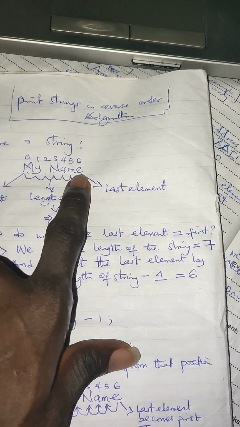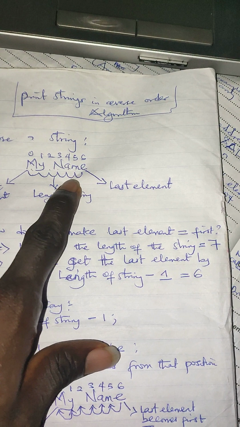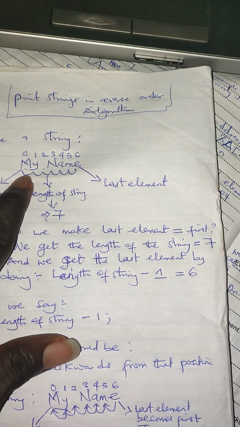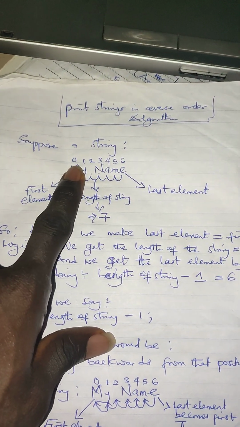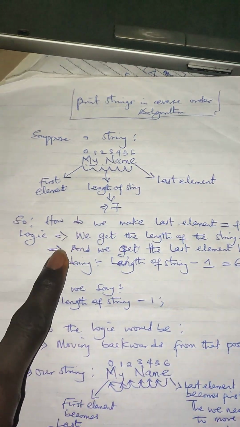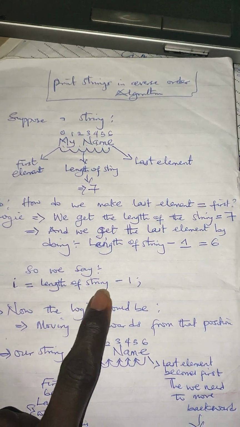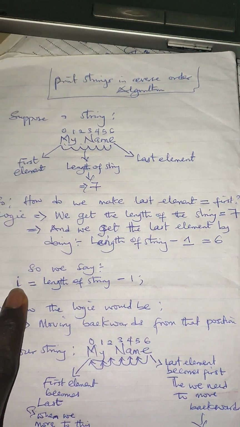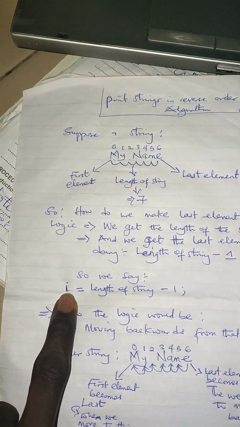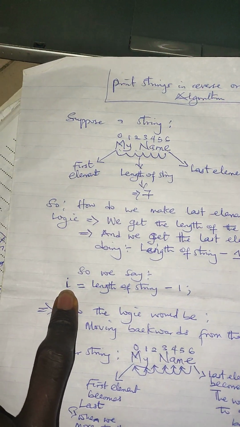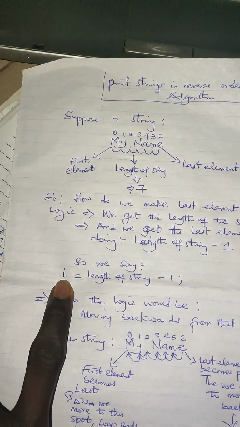So the next thing is now what? From this position, instead of going forward, we want to go backward. That is like this, like this, like this, until we get to the first element, which will become our last element in this case of reversing the string order. So we are going to say I, our counter, equals length of string minus 1, and this will set our counter to the last character, which becomes our first element.